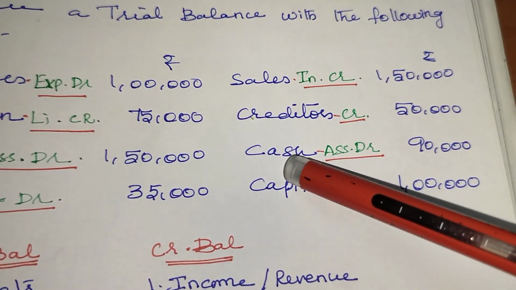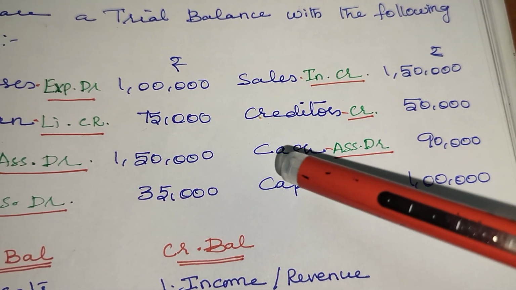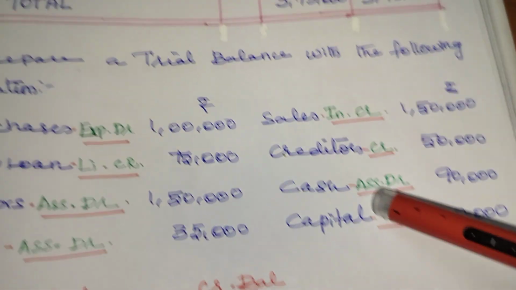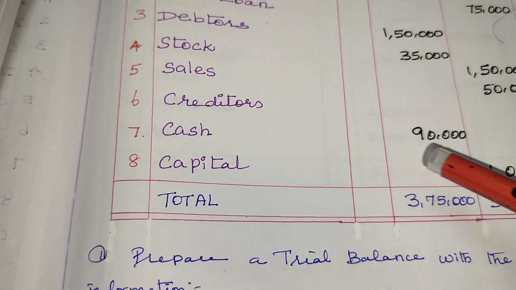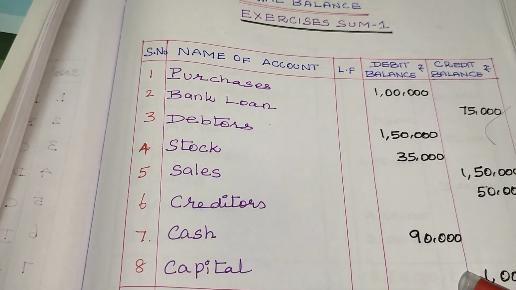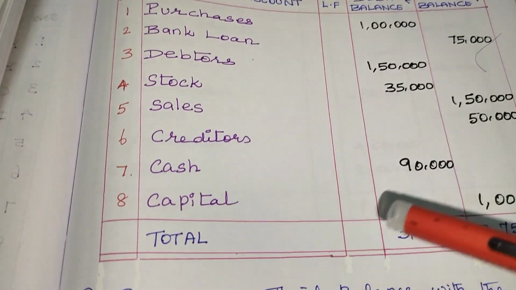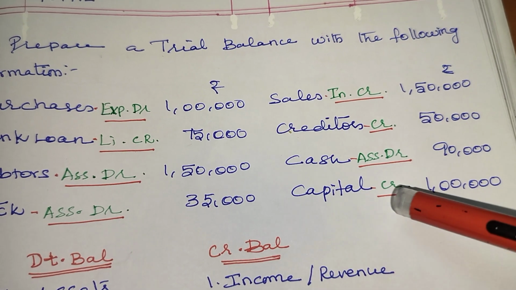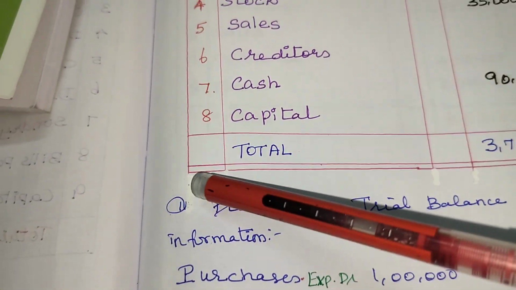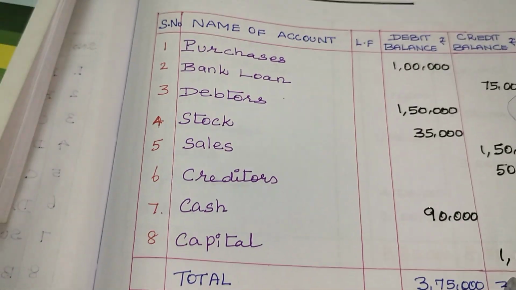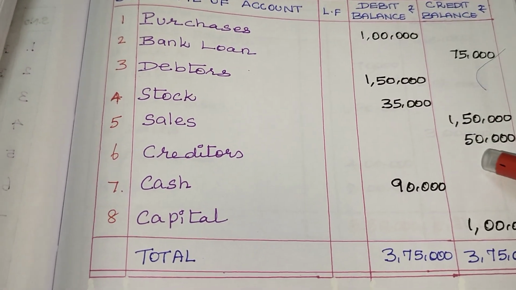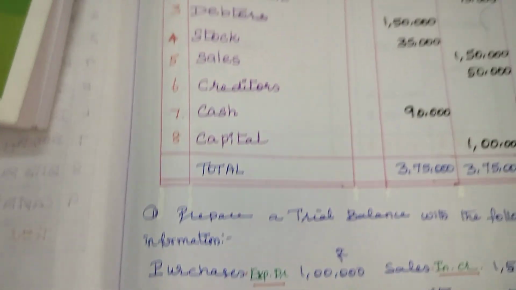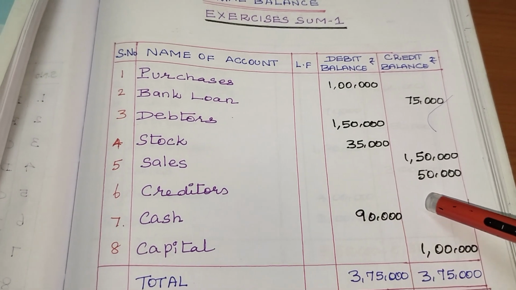Then cash account 90,000. Cash is an asset. Whenever an asset increases, we debit the asset account. So cash 90,000 rupees we entered on debit balance. Then capital 1 lakh rupees. Capital is always credit balance, so capital 1 lakh rupees is entered on credit balance. We have entered all the given information on the debit and credit balances of the trial balance.